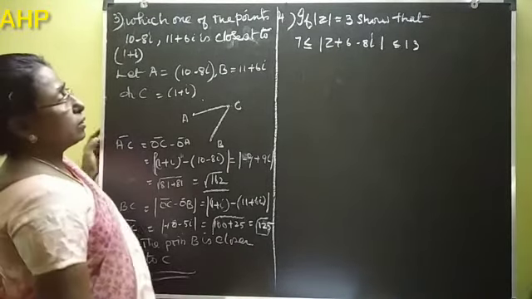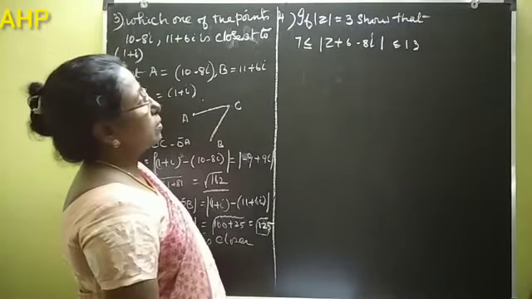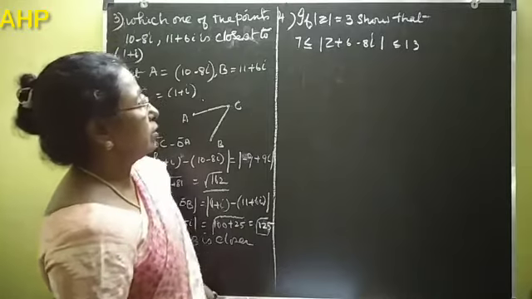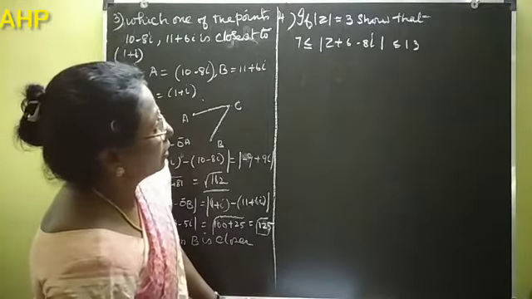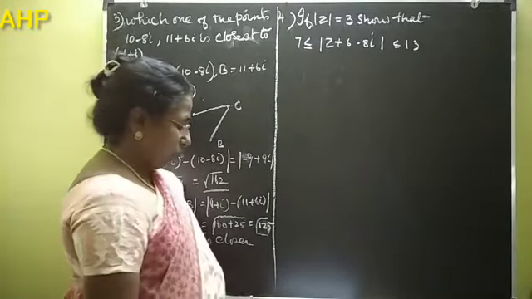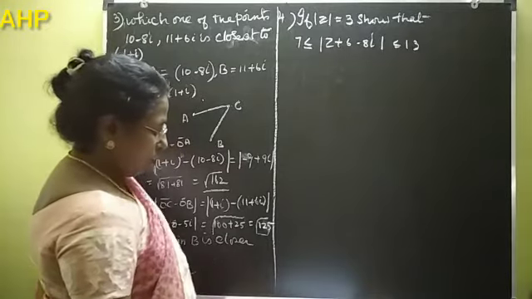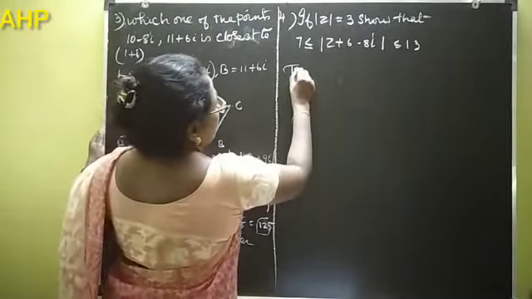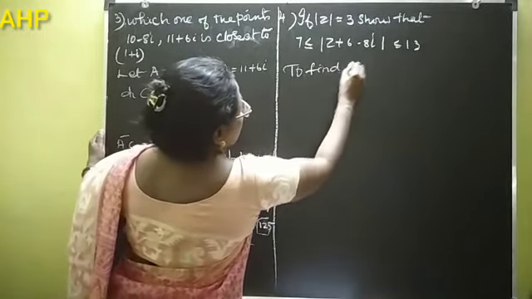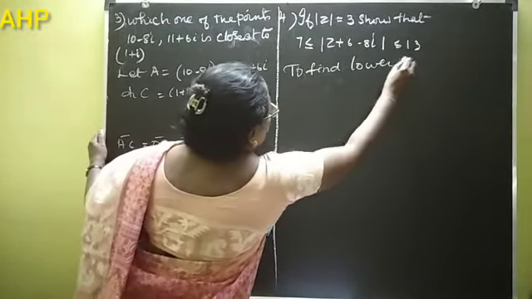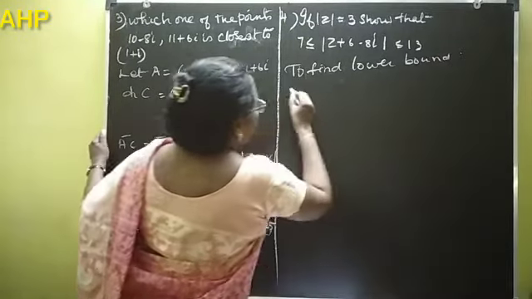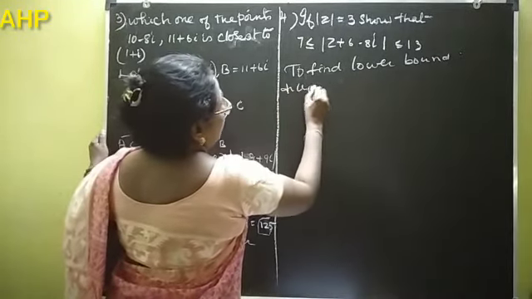The next question is, if modulus Z is equal to 3, show that 7 is less than or equal to modulus of (Z plus 6 minus 8i) less than or equal to 13. Here we need to find the lower bound and upper bound.